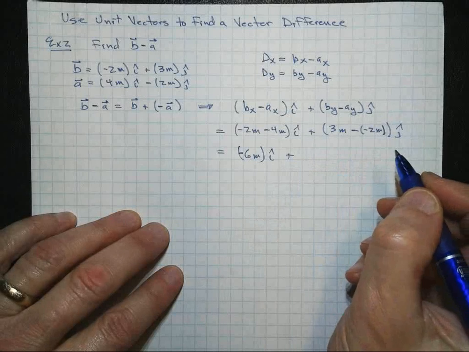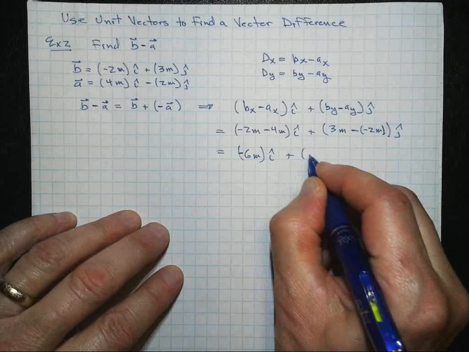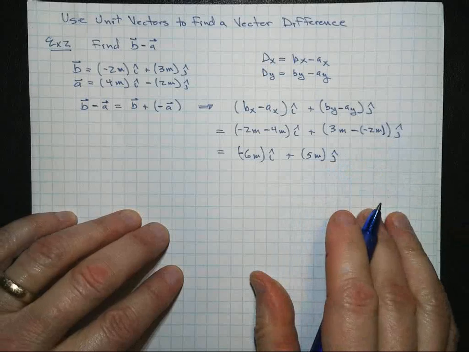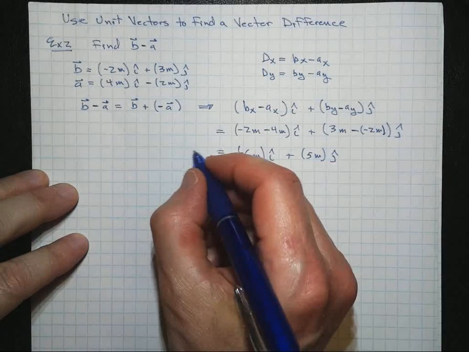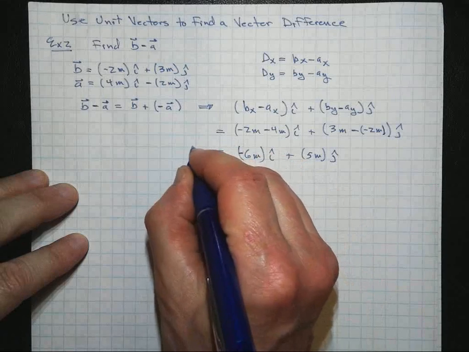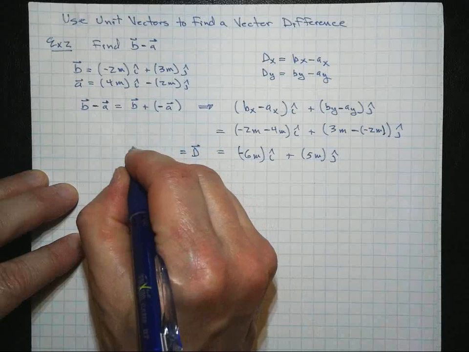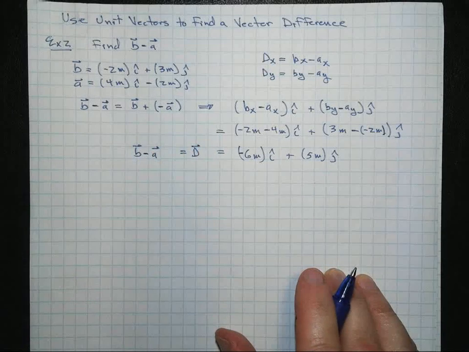plus 5 meters j hat. So it's a pretty straightforward basic problem. This is d, the vector difference, which earlier was vector b minus vector a. So it's a pretty straightforward problem.